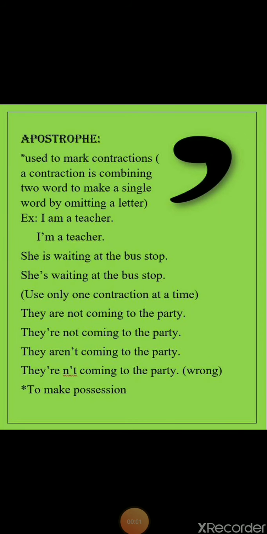Okay, so the next punctuation mark is apostrophe. Now, apostrophe is used to make contractions. Okay, now contractions are combining 2 words to make a single word, okay, by omitting one letter from there. For example, I am a teacher. This is the sentence. Now, here we can write it as I'm. I am going to remove a from there. So, instead of a, I will add an apostrophe there.